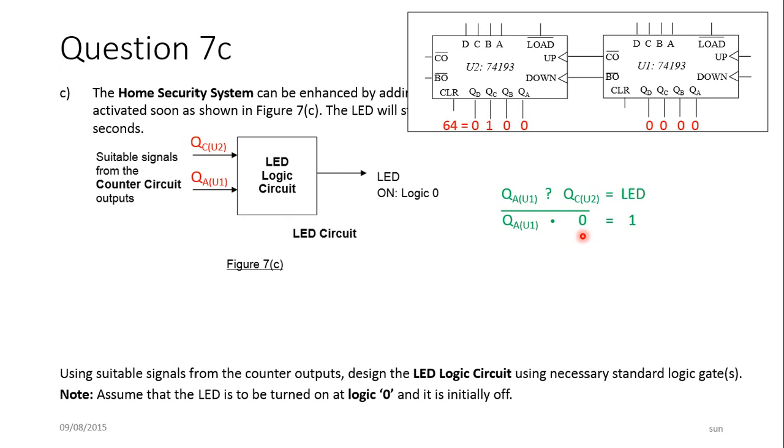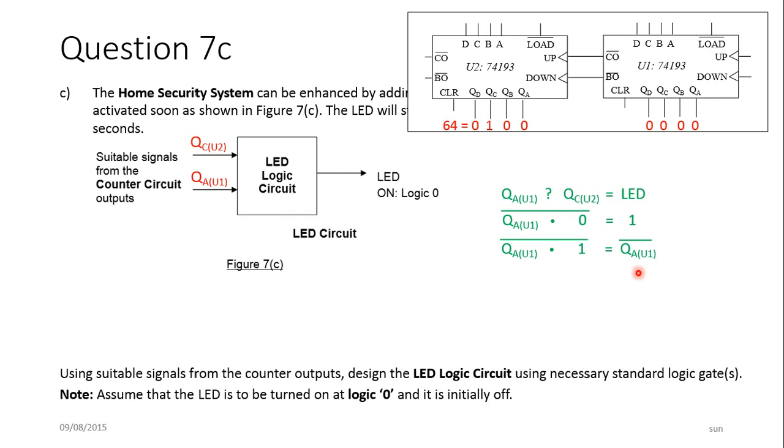Again, we need to confirm with the next situation. That is, when the counter reaches 64, the LED will blink. Hence, when QC of U2 becomes logic 1, signal QA of U1 should appear at the LED output. Based on this, however, the inversion of QA appears instead.